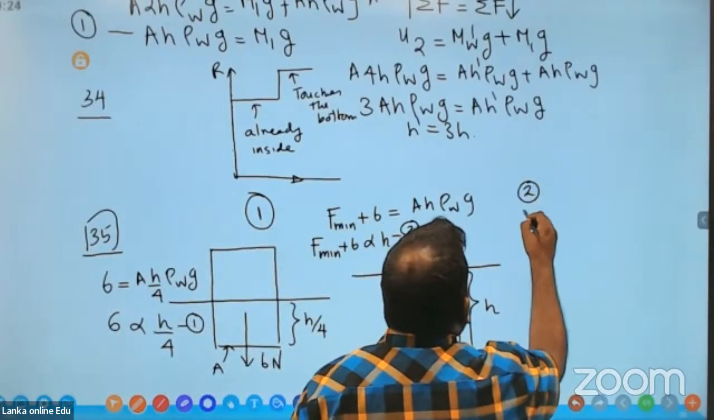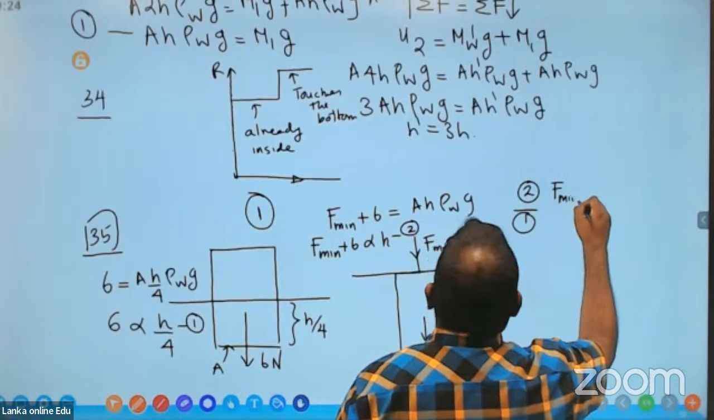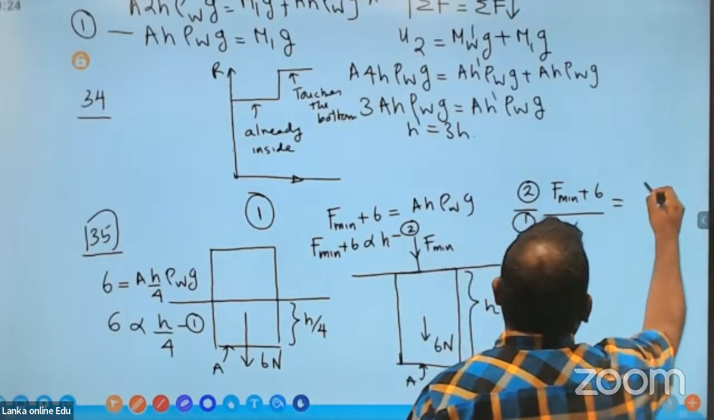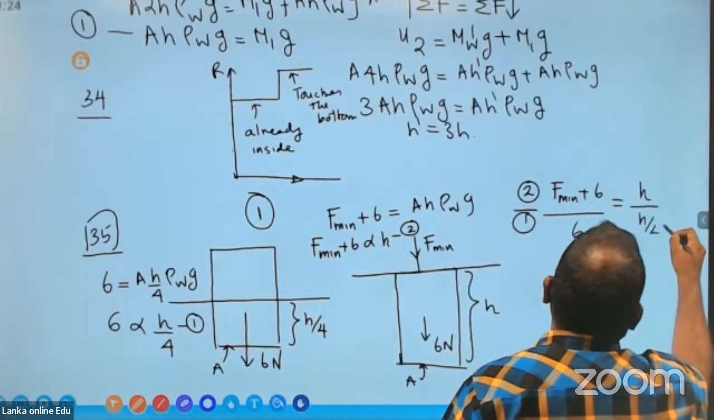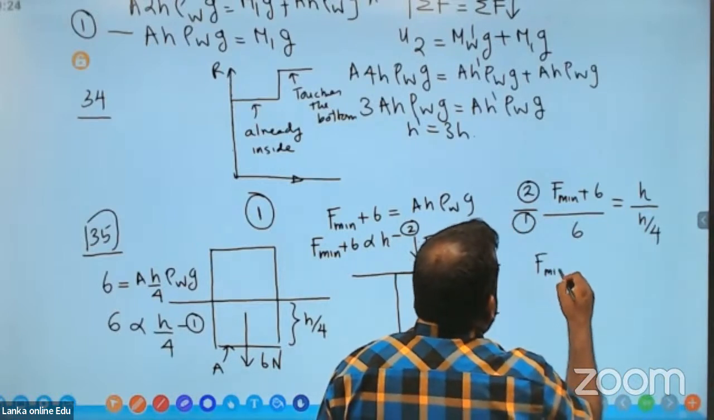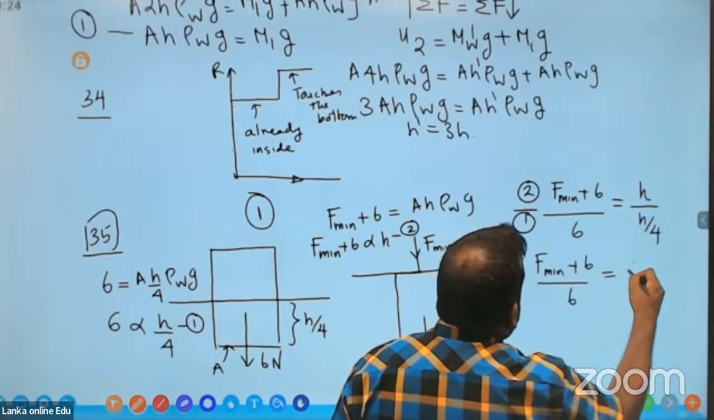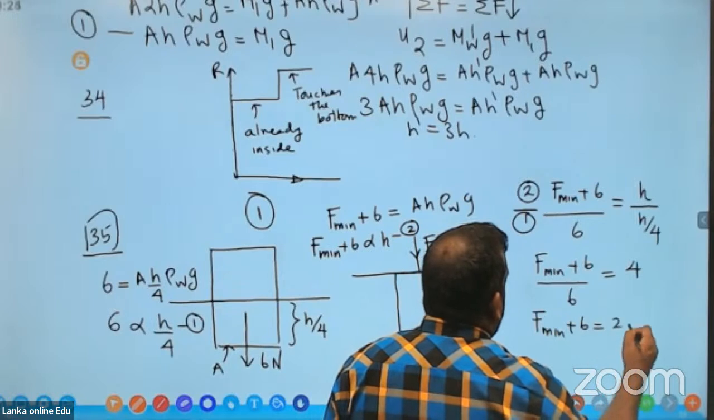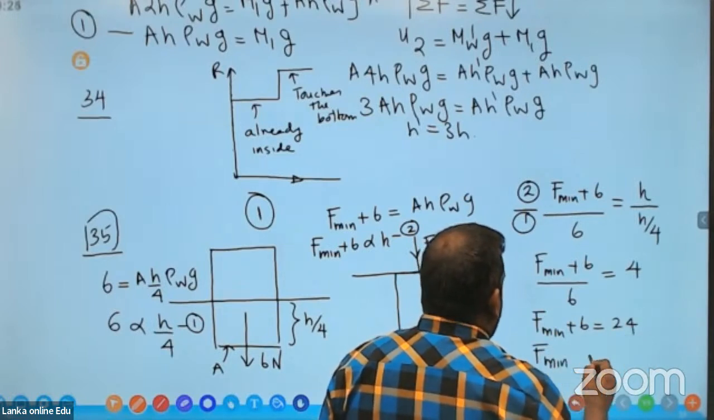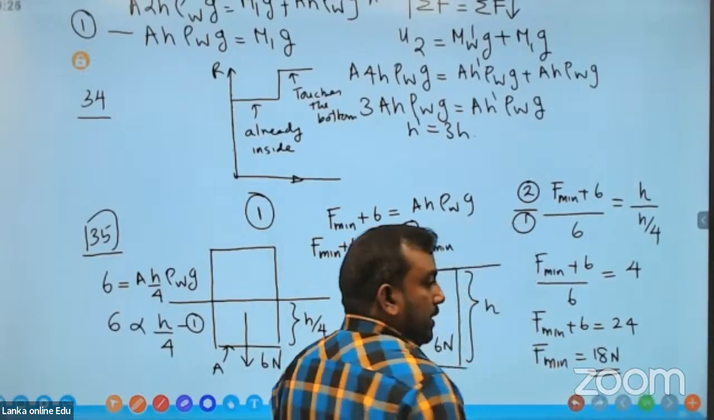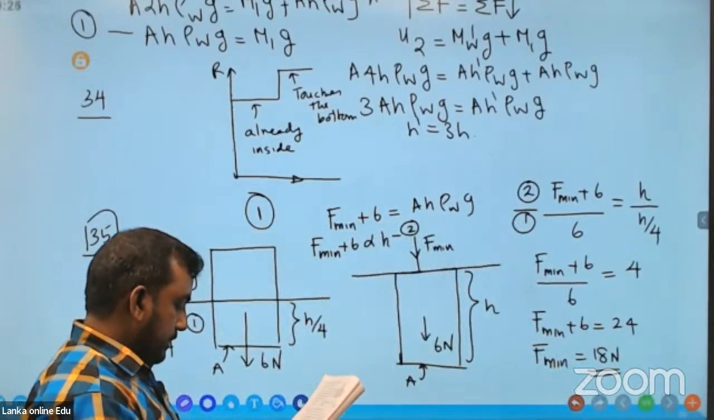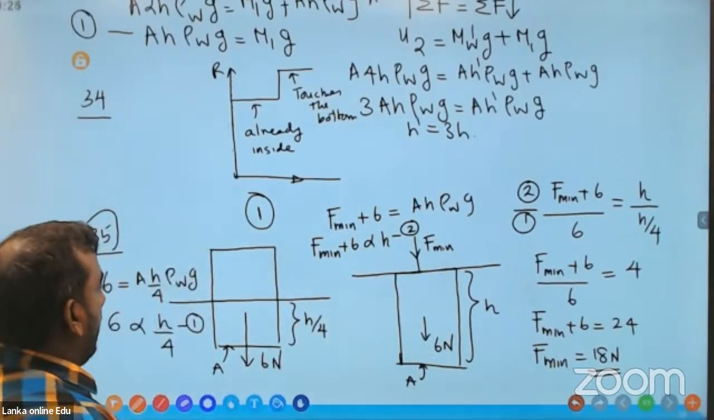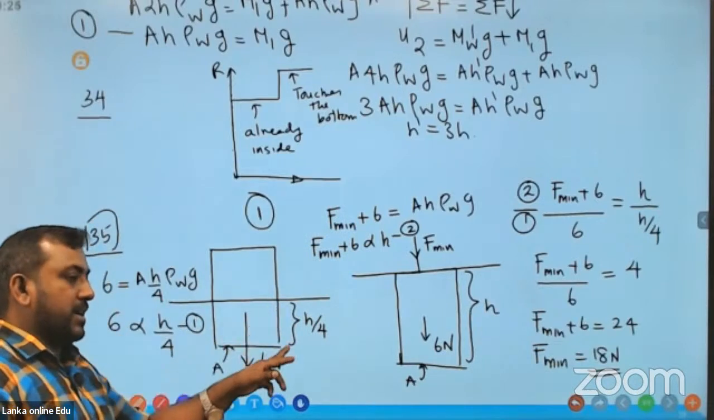Divide the second equation by the first equation. Minimum force plus 6, divided by 6, equals H divided by H over 4. That is 4. Cross multiply. Minimum force plus 6 equals 24. Minimum force equals 18 Newton. The answer is not there, but that should be the answer, 18 Newton. Okay? 18 Newton, because 6 Newton is needed to submerge H over 4.